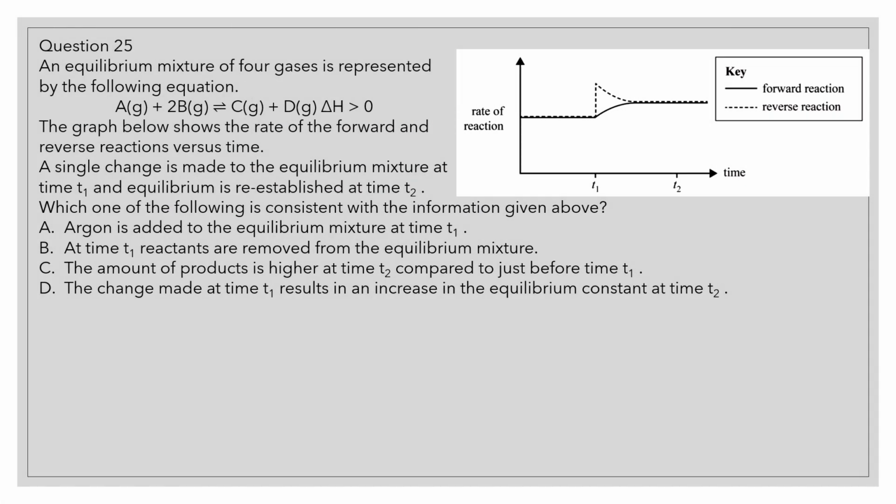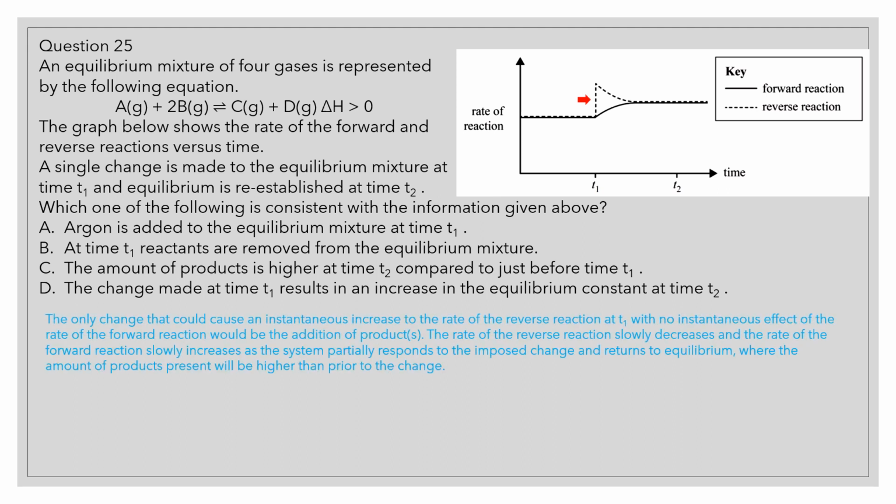The picture shows that the rate of reverse reaction rapidly increases and the rate of forward reaction slowly increases. This phenomenon means that the amount of products increases. Only C is consistent with this phenomenon, so C is correct.